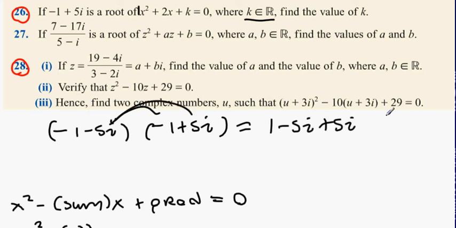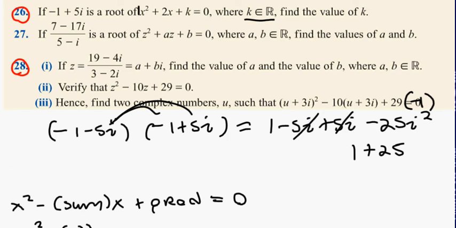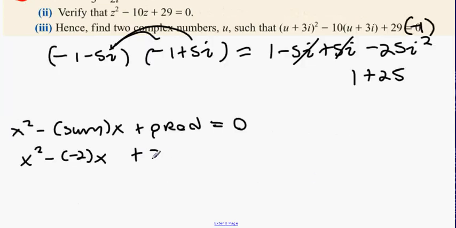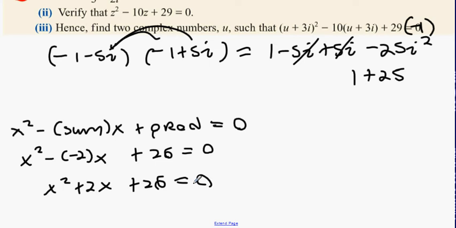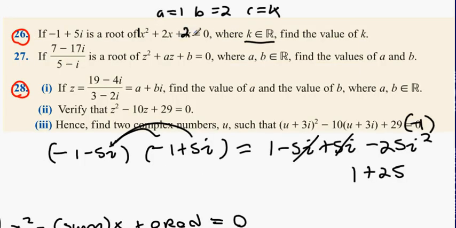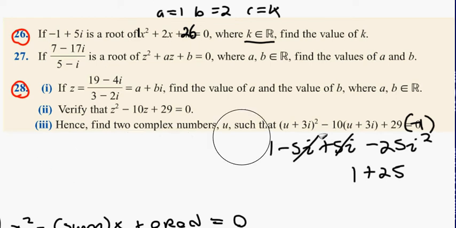And then we're going to have 5i times plus 5i is 25i squared. Remember, i squared is minus 1, so it makes it a plus 25. The 5i terms then cancel. You get 1 plus 25, that equals 26. And then you're going to have x squared plus 2x plus 26 equals 0. This means that this letter here is actually 26. Okay, now we're on to number 28.